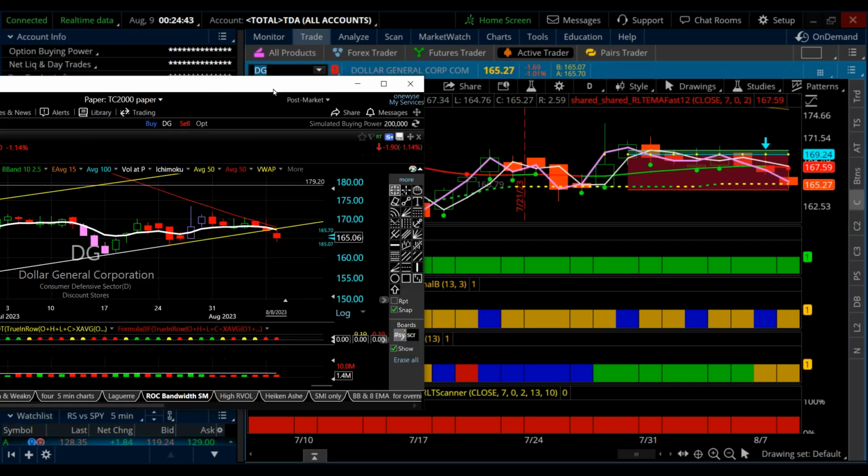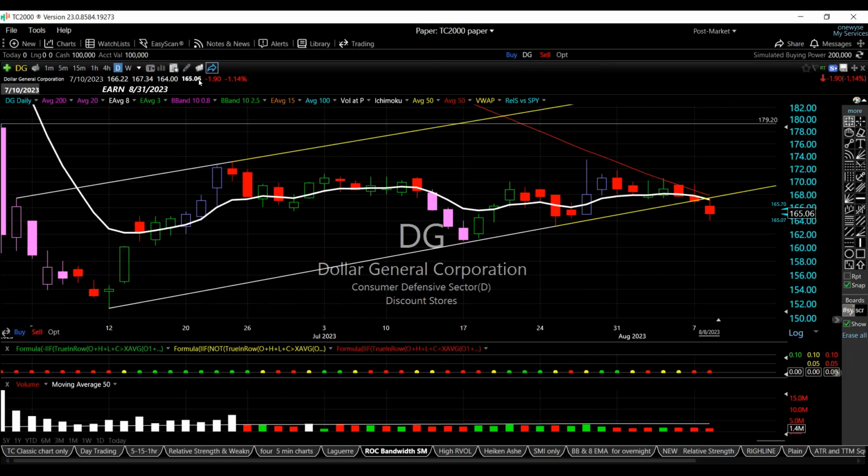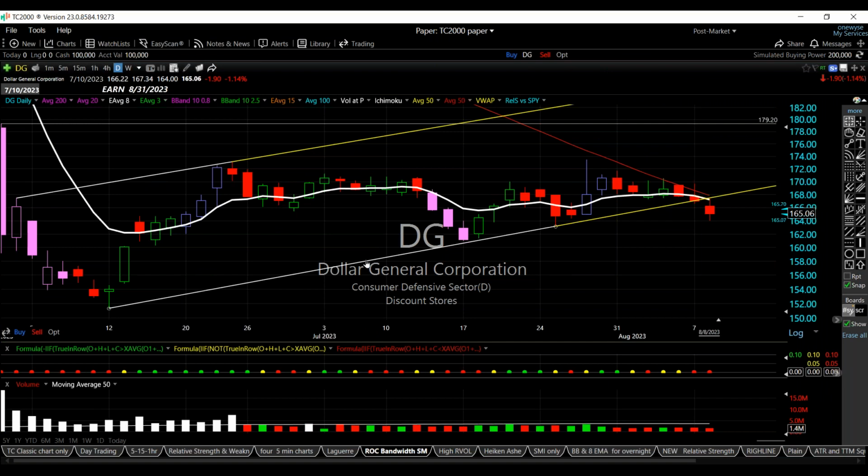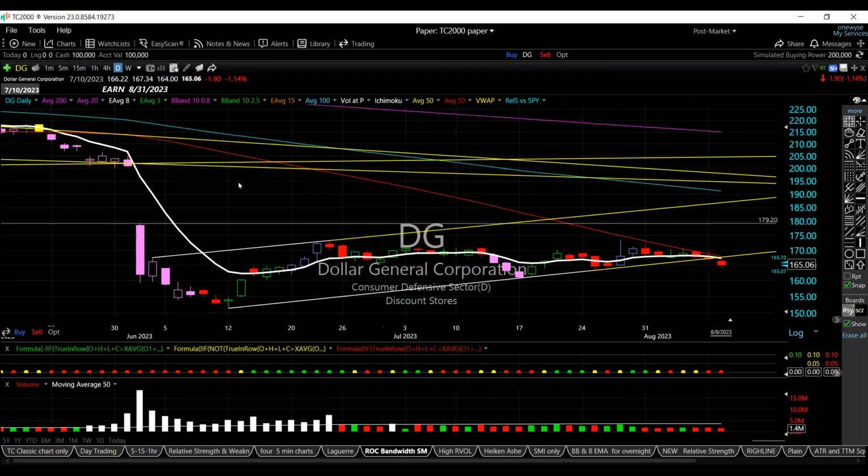And let me move it over. All right, so it's TC2000. Okay, here's 8/31. So we don't have earnings till the end of the month. You can see this algo line right here. That's the algo support. This is an ascending algo support line, and it broke through it today to the downside. Here's the 50-day moving average coming down hard. See this huge gap down in Dollar General?